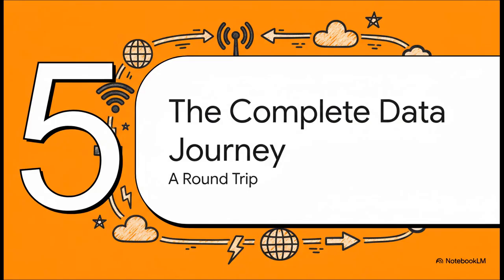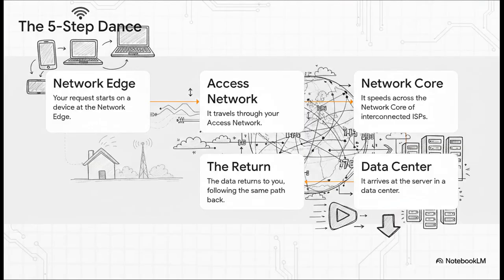So we've visited all the different stops along the way. Now let's put it all together and trace the complete round-trip journey of just one single request. So really, it all boils down to this super fast 5-step dance. 1, your request kicks off from your device, right there at the network edge. 2, it jumps onto your access network. 3, it speeds across the vast network core. 4, it arrives at a data center and finds the exact server it needs. And finally, 5, that server sends the data you wanted all the way back to you, following that same path in reverse. And remember, all of this happens in less than the blink of an eye.